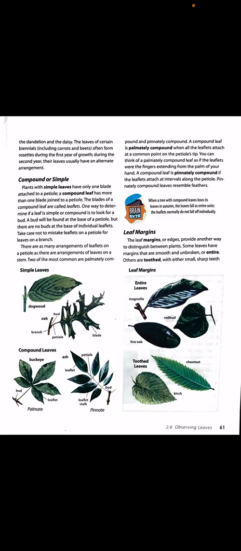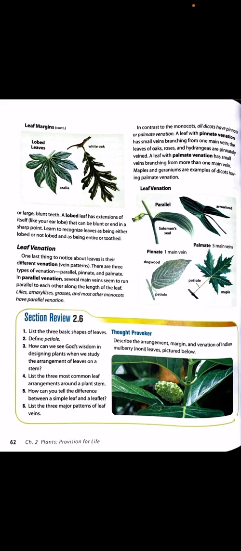Leaf margins. The leaf margins, or edges, provide another way to distinguish between plants. Some leaves have margins that are smooth and unbroken, or entire. Others are toothed with either small, sharp teeth or large, blunt teeth. A lobed leaf has extensions of itself, like your earlobe, that can be blunt or end in a sharp point. Learn to recognize leaves as being either lobed or not lobed, and as being entire or toothed.